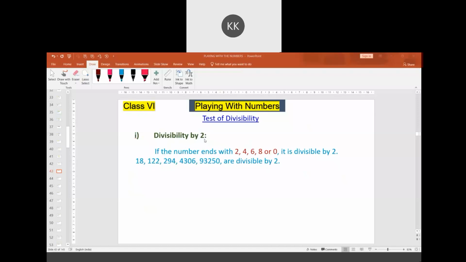Test for divisibility by 2. If the number ends with 2, 4, 6, 8 or 0 as units place digit, then the number is divisible by 2. Here 18, 122, 294, 4306, 93,250, all these numbers are divisible by 2 since they are even numbers.